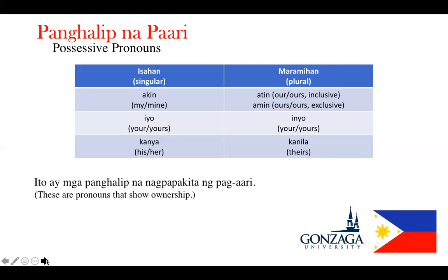Kanila, theirs. Carissa and Michelle are talking about shares being owned by the three of them, Piper, Aliyah, and Eva. So they would say, kanila ang mga silya na iyan, or mga silya na iyon. Those seats or those shares are theirs. So just remember how we use these pronouns in a sentence.